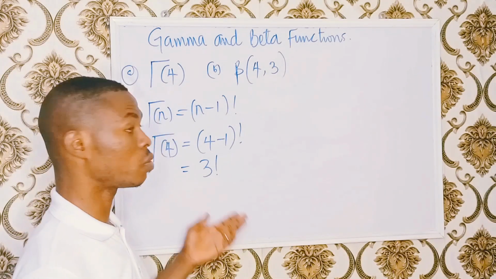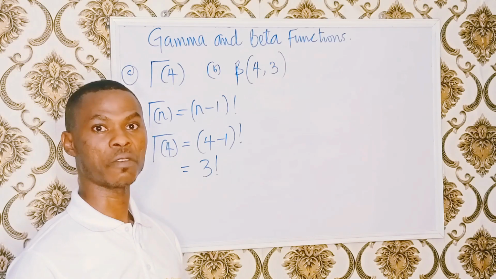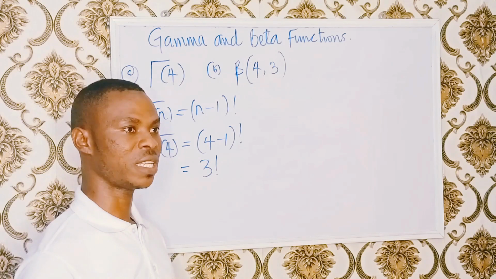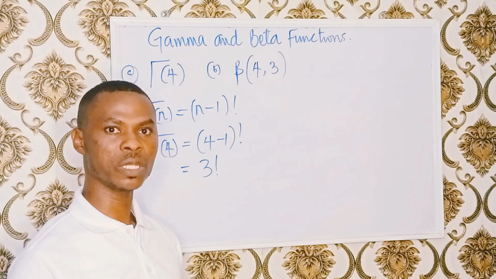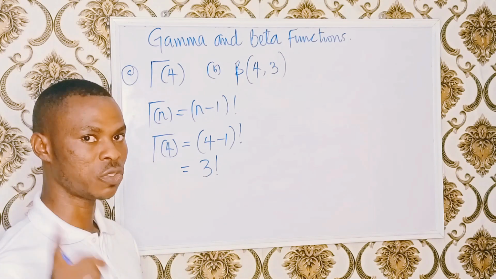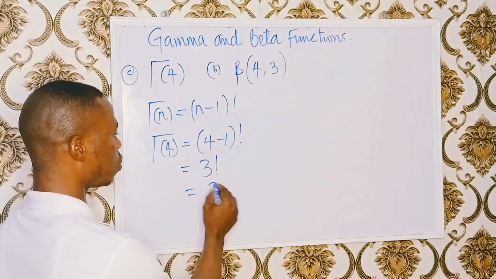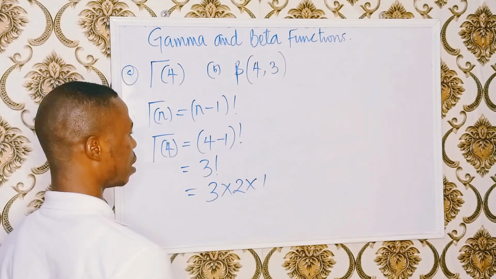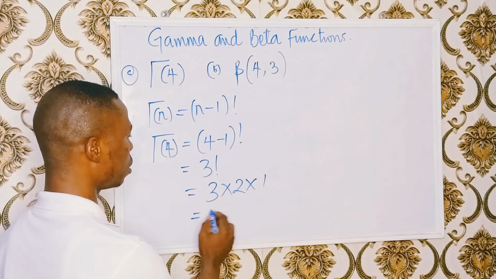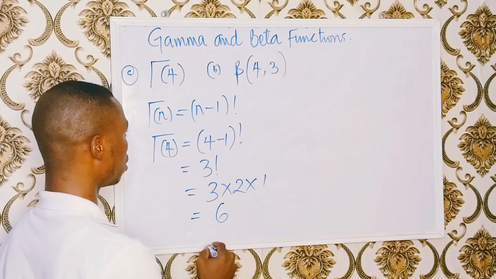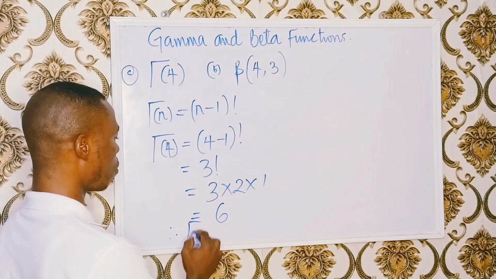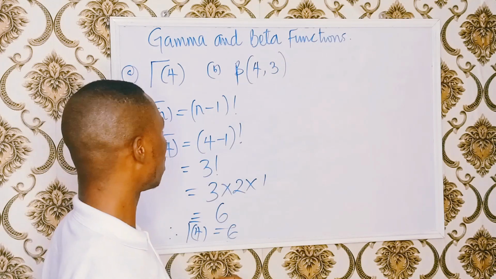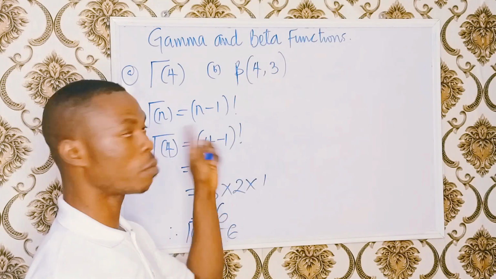Now when you're talking about factorial, factorial is a product of a number and the numbers that precede it except 0. I say that again. Product of a number and the numbers that precede it except 0. So 3 factorial is going to be 3 times what number precedes 3? 2. What precedes 2? 1, except 0. So you don't put 0 there. So this is going to be 3 times 2 times 1, and that gives you 6. So it then means that gamma 4 equals 6.